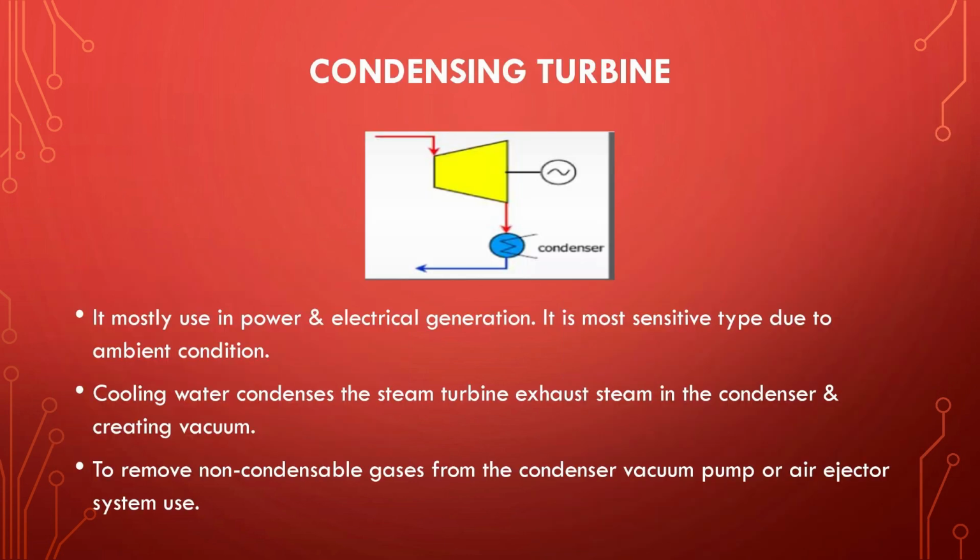Condensing turbine. It is mostly used in power and electrical generation. It is the most sensitive type due to ambient conditions. Cooling water condenses the steam turbine exhaust steam in the condenser, creating vacuum. To remove non-condensable gases from the condenser, a vacuum pump or air ejector system is used.